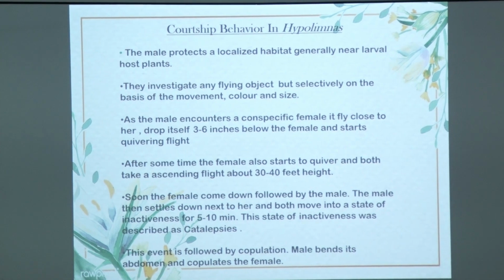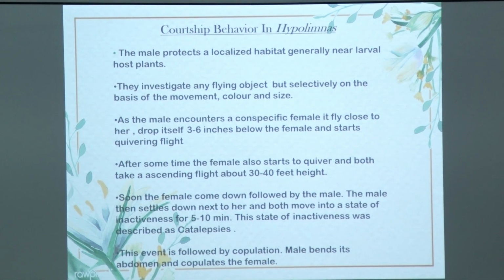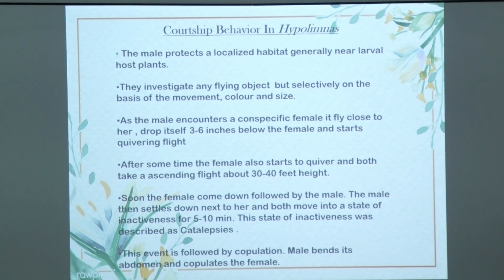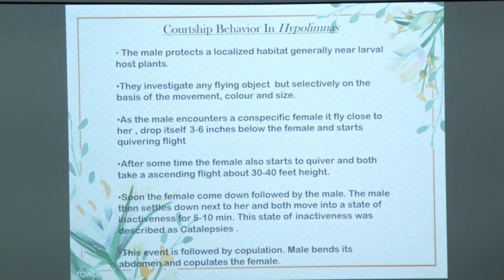Once it encounters a conspecific female butterfly, that is the butterfly of its own species, it drops itself 3 to 6 inches and it shows a quivering flight. That means there is a shaking movement in which it rapidly moves its wings. Then both male and female show ascending flight, and then after 5 to 10 minutes they both undergo catalepsis. That means a stage of inactivation, and after this copulation takes place.